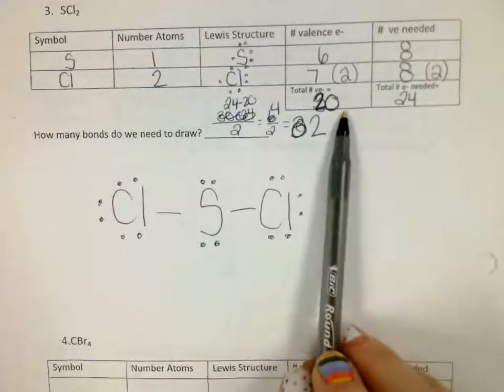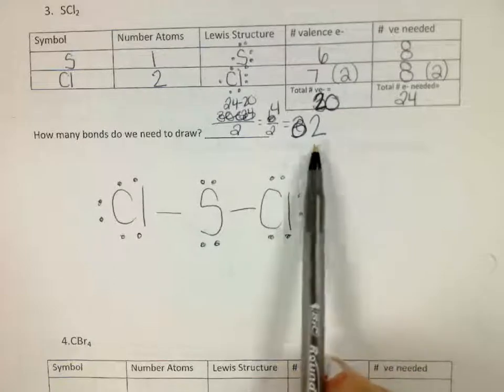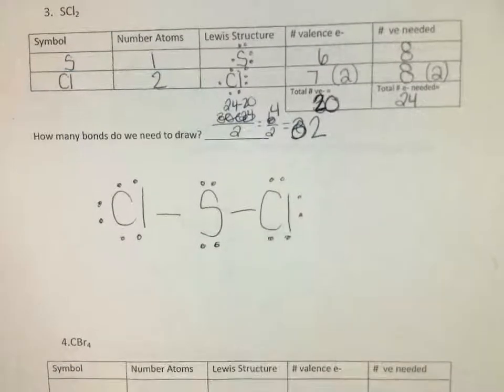Did I get all 20 valence electrons? Did I get 2 bonds? Then we're done.